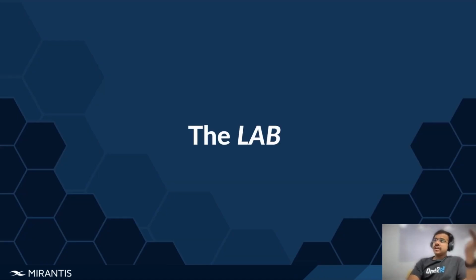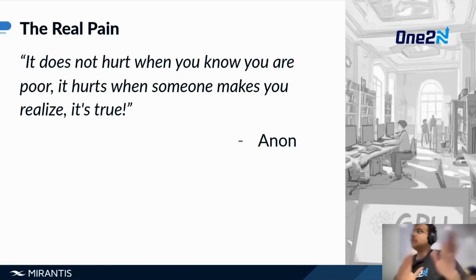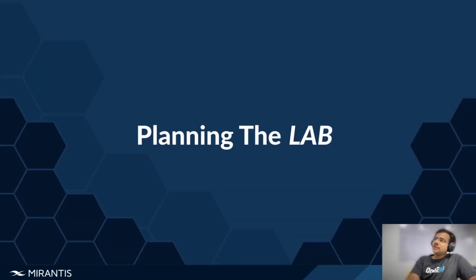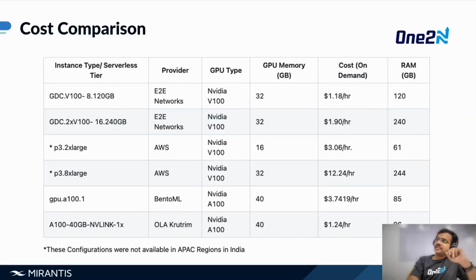So how did our labs look like? Before I go on to the lab part of things, we knew we were GPU poor, but there's a famous saying that it does not hurt when you know you are poor. It hurts when someone makes you realize, and it's true. So we tried to go with AWS, and AWS refused to grant us the capability to provision GPU instances on demand because our spend was not meeting their minimum budget criteria.